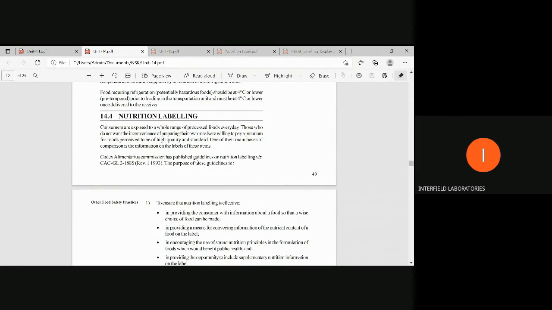The consumers are exposed to a whole range of processed foods every day. So the same type of food may be supplied by different manufacturers. So it is the nutritional labeling which helps the consumers to compare different products of the same nature.